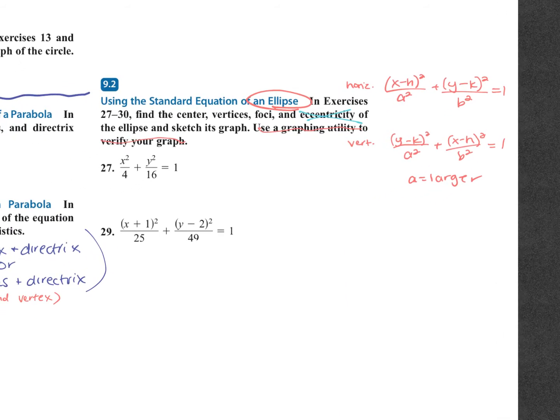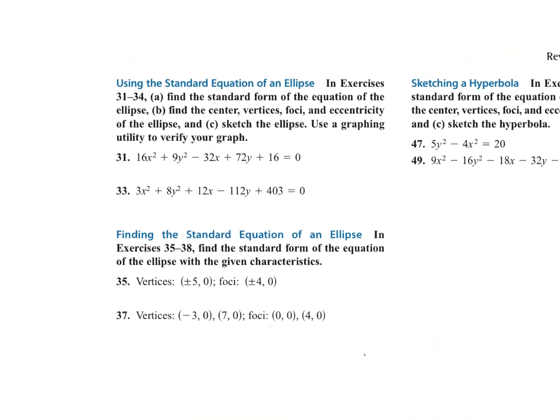What's the difference between that and the hyperbola? The hyperbola gets a minus between, and the A is first, always. Okay, then comes the equation.